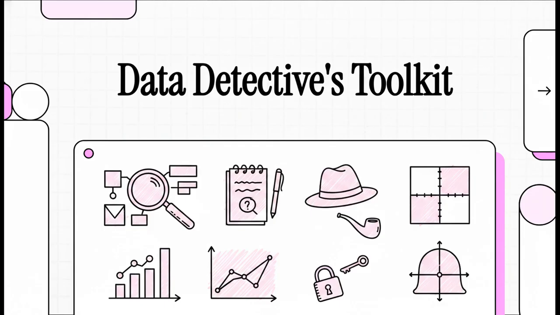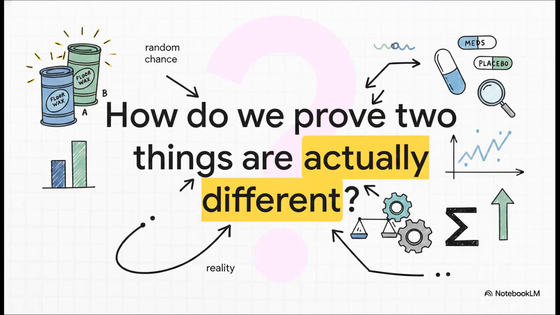And why does this matter to us? Well, misinterpreting data can lead to absolutely disastrous business decisions, misguided public policy, or even false medical claims. To find the real truth, we need a highly specific set of statistical tools. So, this brings us to the fundamental question of our entire investigation. How do we mathematically prove that two things are actually different?